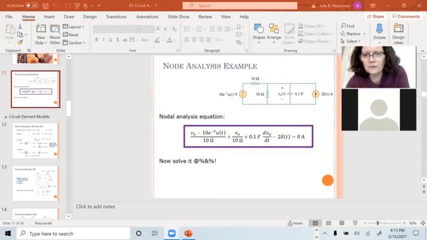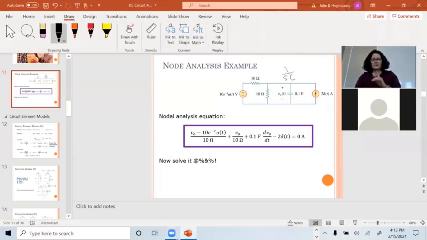Part of the answer is I replace it with a capacitor of 1 over SC. But that's only one piece of the answer. Okay, we'll get to that. So we got to figure out what to do with the capacitors and the inductors.